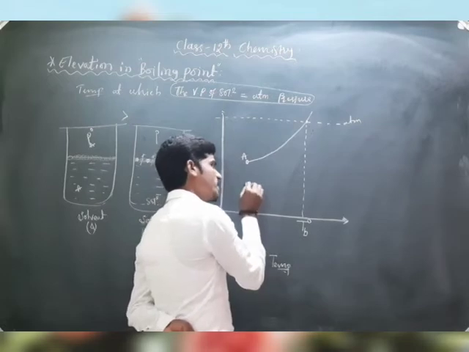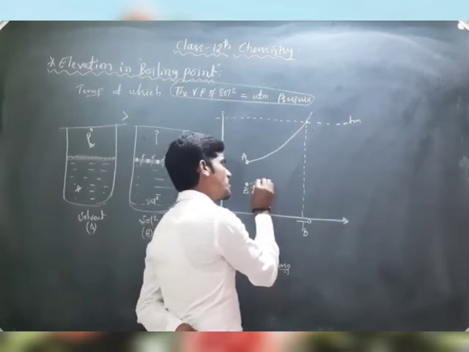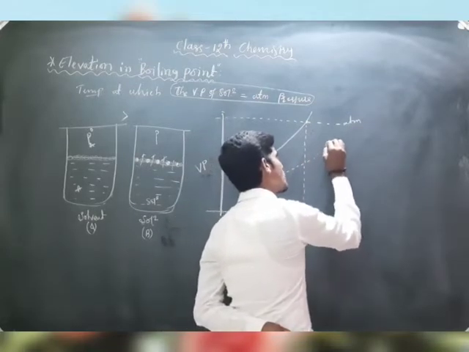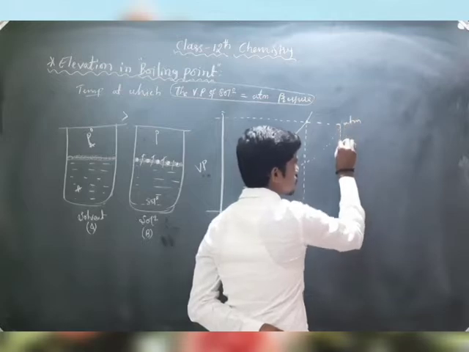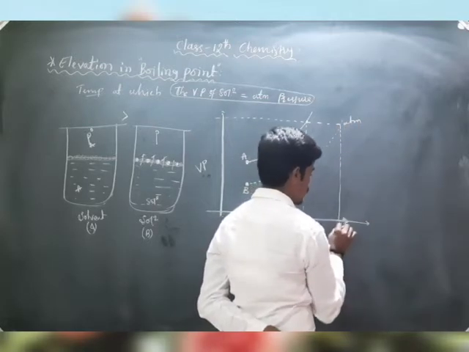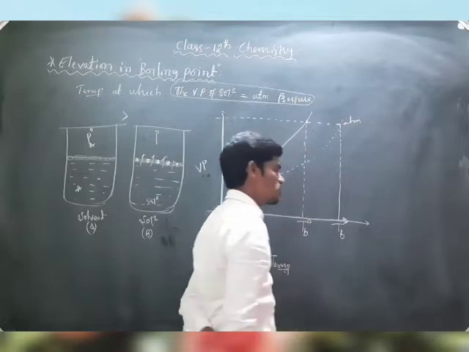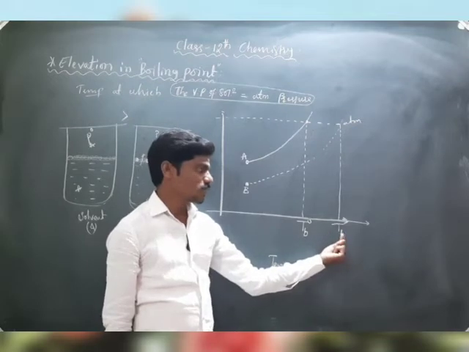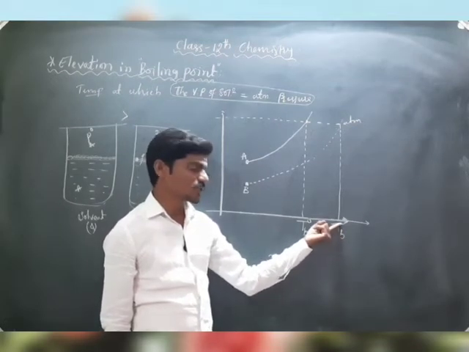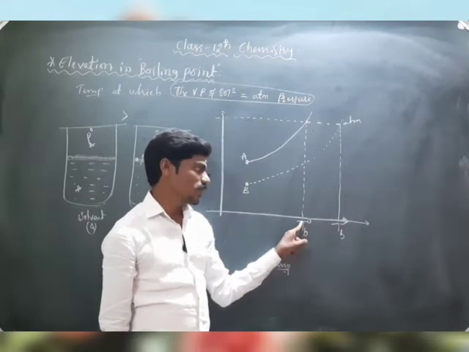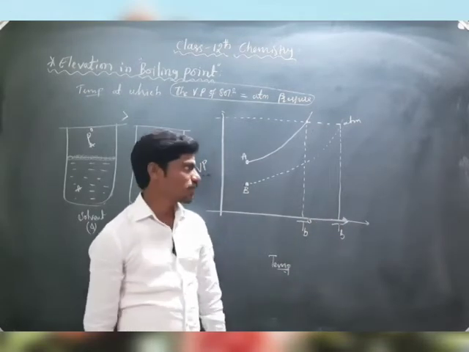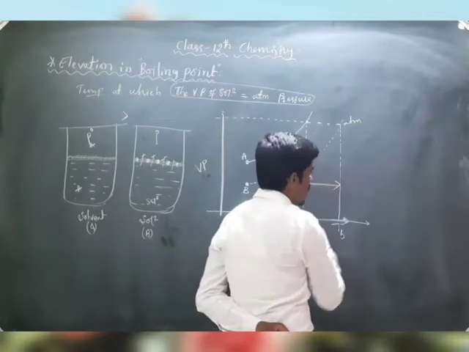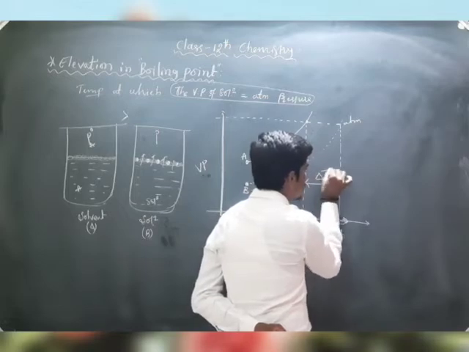Now when the solution is heated, its vapor pressure is less, so it also gradually increases, and at a particular temperature it reaches the atmospheric pressure, and that temperature is known as the boiling point of the solution. TB, T naught B. So TB represents the boiling temperature of the solution, and T naught B the boiling temperature of the solvent. This difference between the temperatures is known as delta TB.